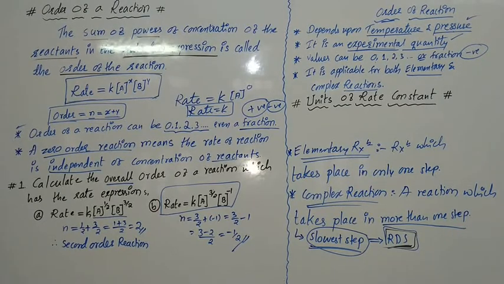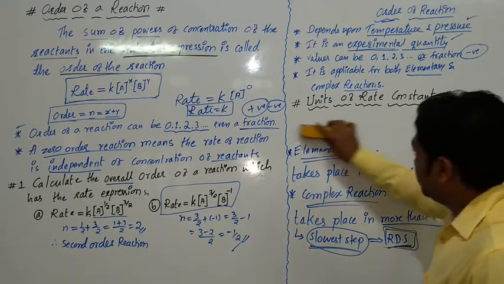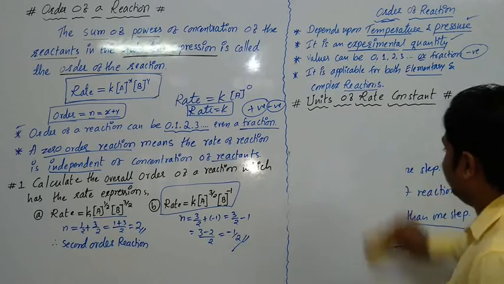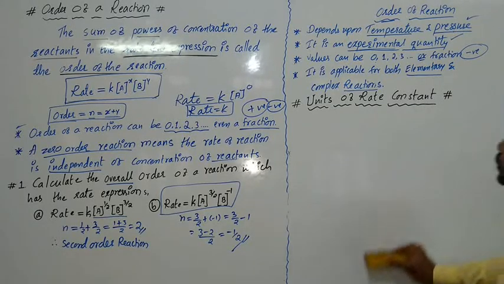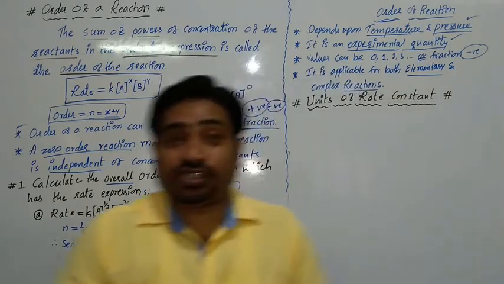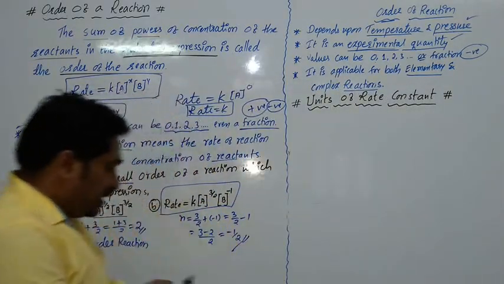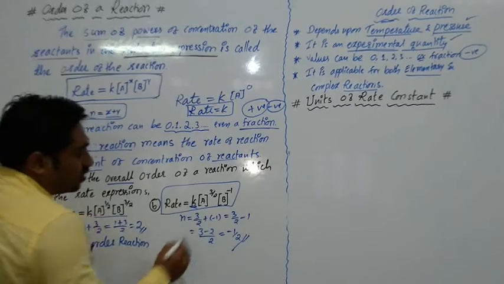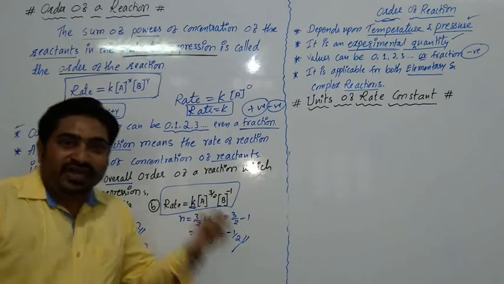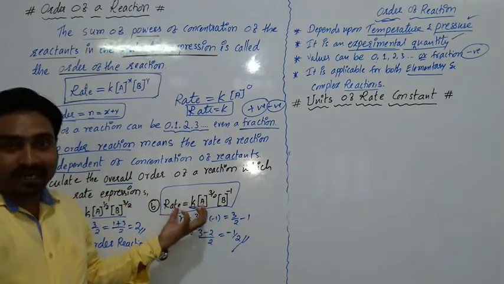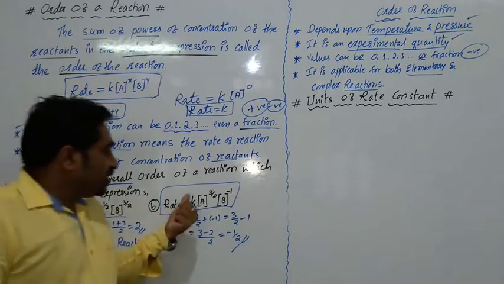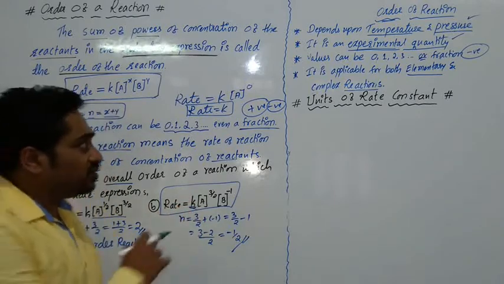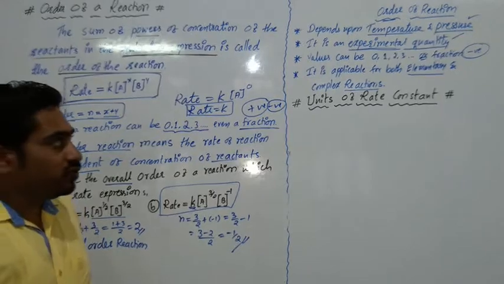And the next important concept is the unit of rate constant. So here the rate constant means what, this K is called the rate constant. So it has a vital role in this rate law. So let us define the unit for this rate constant. ಅದಕ್ಕೊಂದು ಯೂನಿಟ್ ಅನ್ನು ಕೊಡೋಣ, rate constant ಗೆ ಒಂದು ಯೂನಿಟ್ ಅನ್ನು ಕೊಡೋಣ.